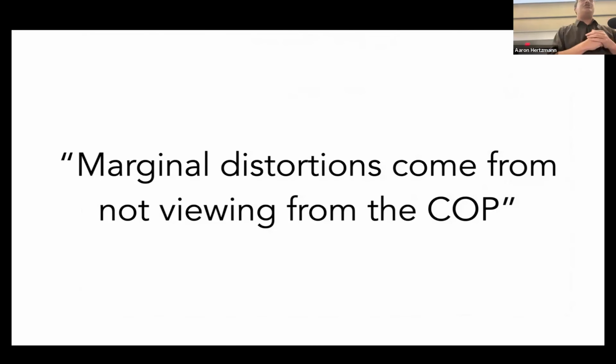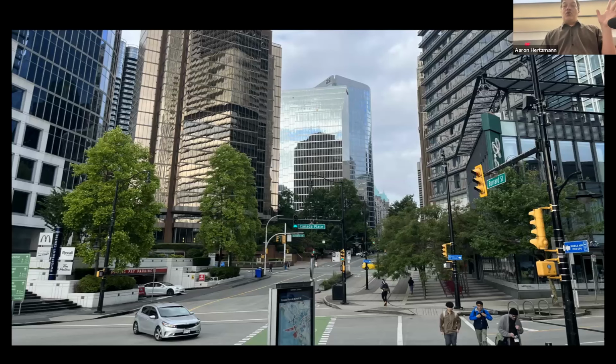It's an old problem from the Renaissance. And one of the explanations that sometimes you hear is that marginal distortions come from not viewing at the center of projection. If you viewed at the center of projection, you wouldn't have these marginal distortions. But that begs the question, where is the center of projection? So to view this picture correctly, you should be sitting at the center of projection.